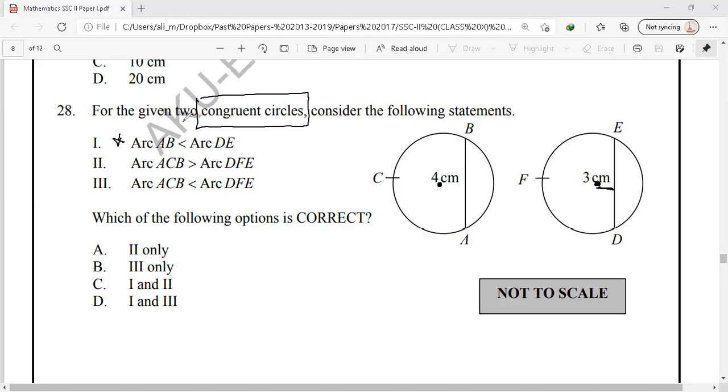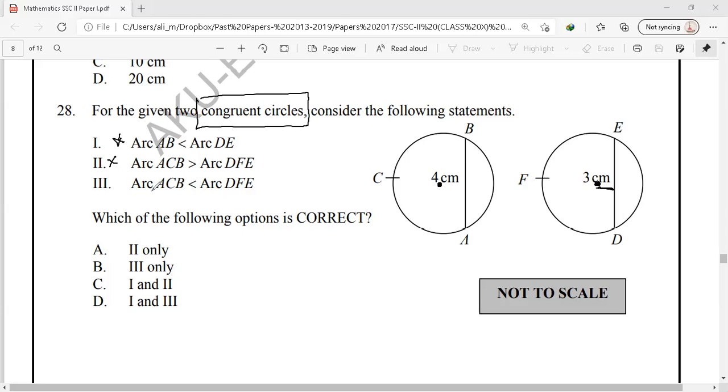The major arc ACB. This is the major arc in the first circle. ACB is greater than the arc DEF, that is also a major arc. So the theorem states that if the chord is longer, that is nearer to the center of the circle, so the major arc would be smaller. If this chord is nearer to the center, this major arc would become smaller, and if this chord is smaller, then it will be away from the center, and the major arc formed by this chord would be greater. So this condition number 2 is also incorrect.